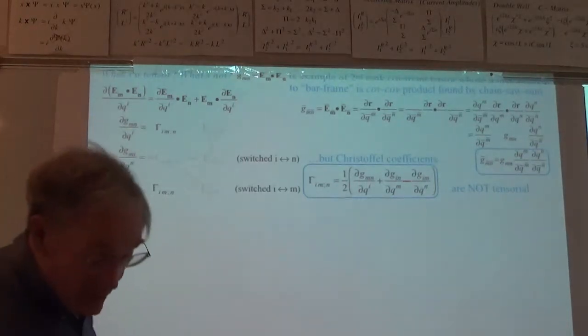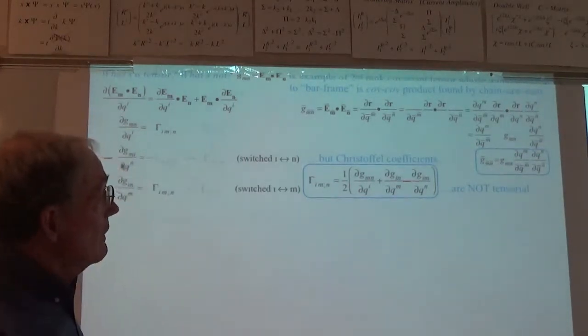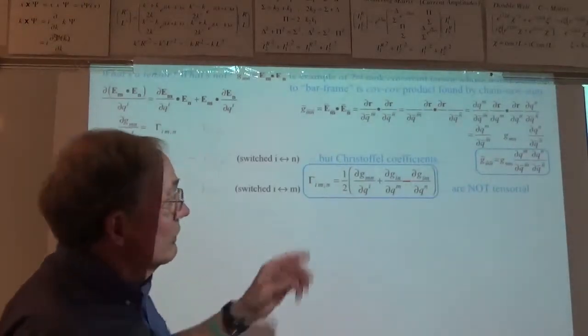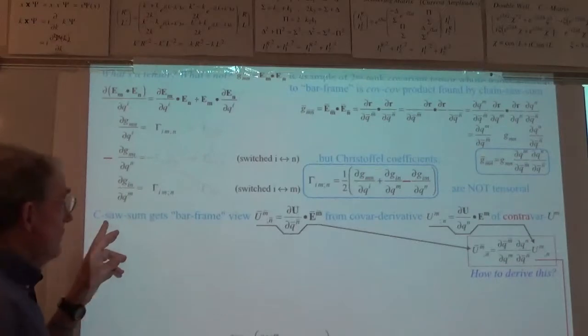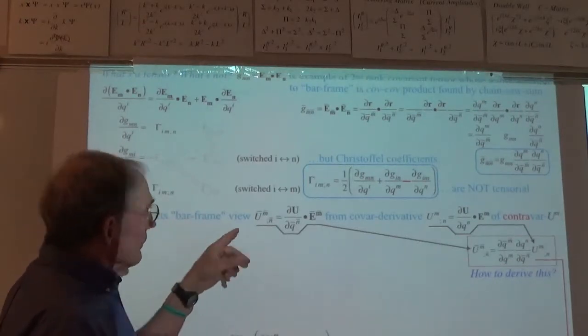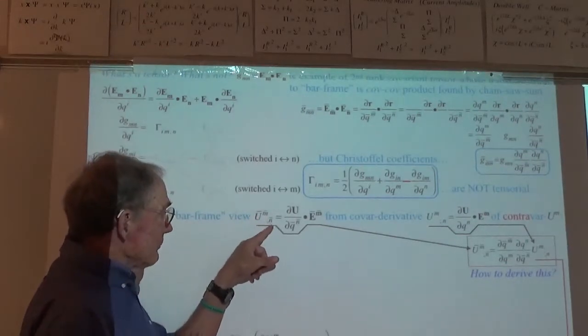But in any case, let's just start off with one which is a mixture of second rank. I do a seesaw sum to get this bar frame expression here.